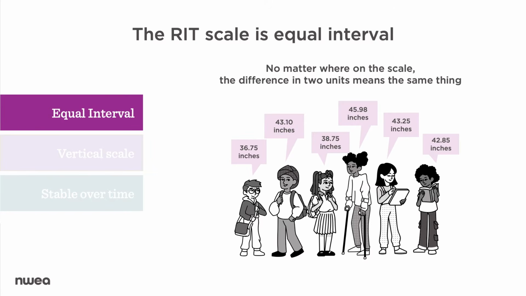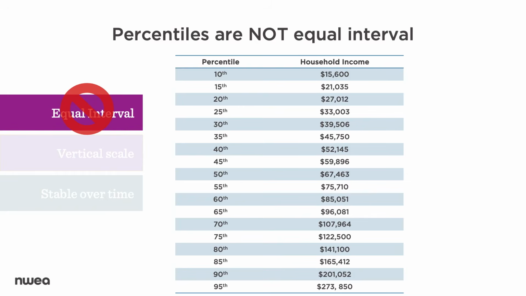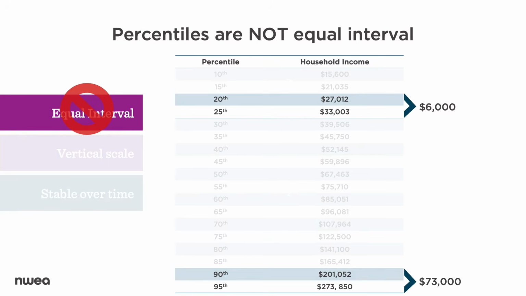Why does this matter in schools? Because it allows us to track progress within and across grades without needing to redefine what a score gain means each time. To illustrate this, let's consider a case where the scale is not equal interval. Percentiles are an example of a non-equal interval scale. This table shows you household income percentiles and their associated annual income levels. A 5 percentile point difference has a very different meaning depending on whether you're at the low or high end of the distribution. This variability makes percentiles less useful for certain types of comparisons.